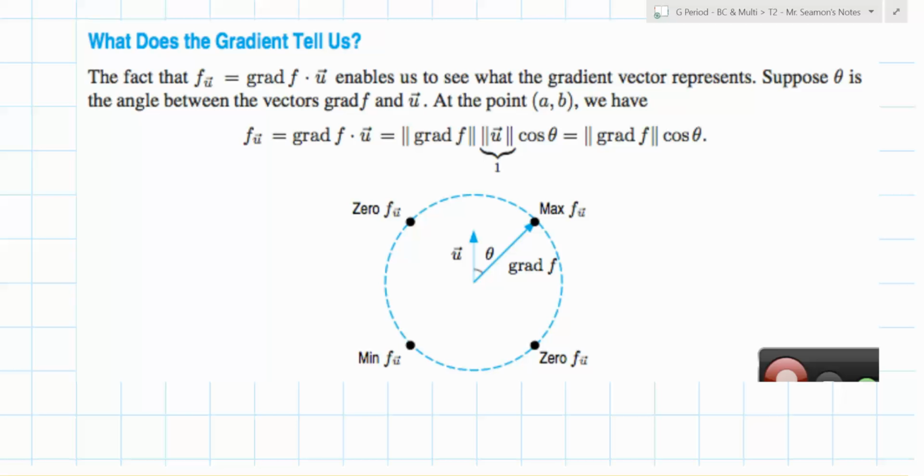When is this biggest? When theta is 0, right? But if theta is 0, what's the angle between u and the gradient? Non-existent. So they're pointing in the same direction, so the gradient vector automatically points in the direction of the greatest rate of change.